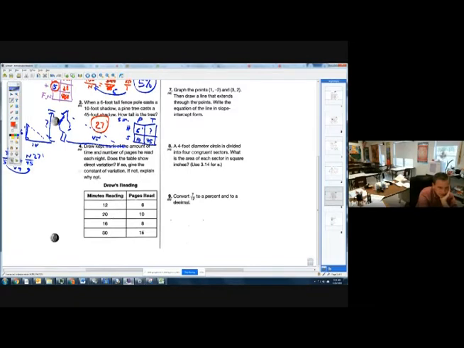Okay, here's the deal. For this to be direct variation, you have to multiply this number times some number, whatever your constant of variation is. That would be my k. It has to be the same number I multiply these by to get this every time. So here's the question to ask yourself: 12 times what number equals 6?